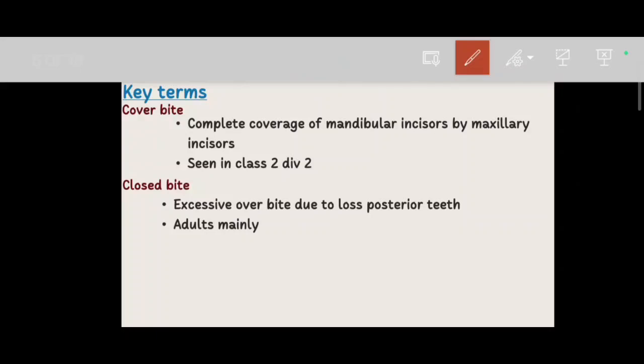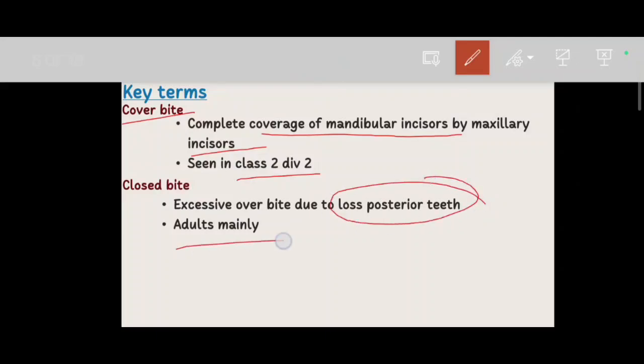Now let's understand some important key terms. First one is cover bite. This means complete coverage of the mandibular incisor by the maxillary incisor, which is mostly seen in Class 2 division 2 malocclusion. The second one is closed bite. It is closed bite due to the loss of the posterior teeth. It is mostly seen in adults. Because posterior support is lost, the anterior teeth overlap excessively.